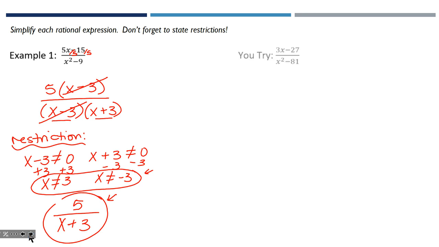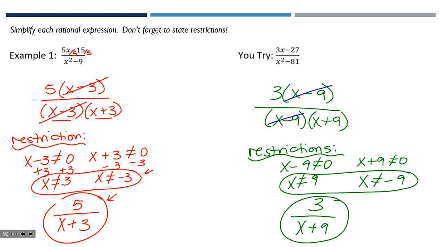All right, here's a you try problem. Pause the video, try this problem, and then unpause, and I'll give you answers, okay? So take a minute, check your answer, and notice I have my restrictions circled and what I have remaining after I cancel out my common factors. Both of those things are a part of my final answer.